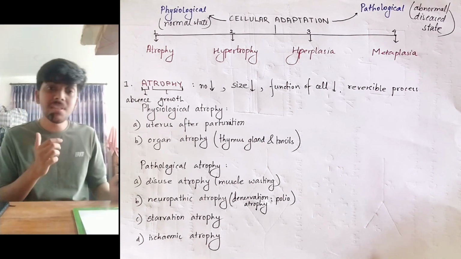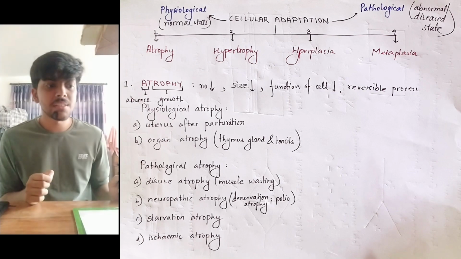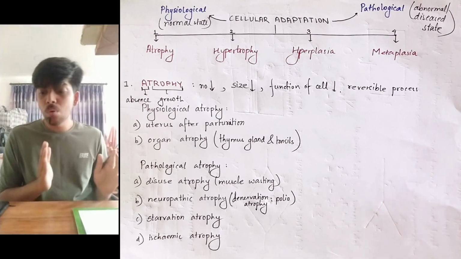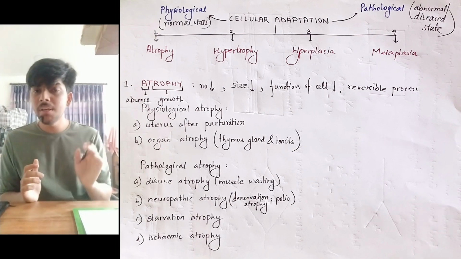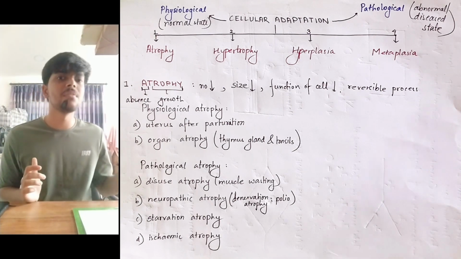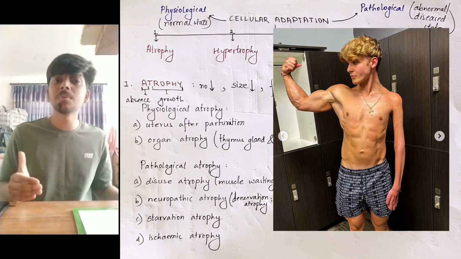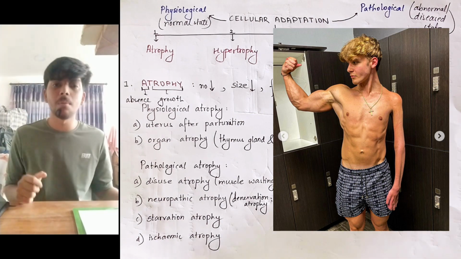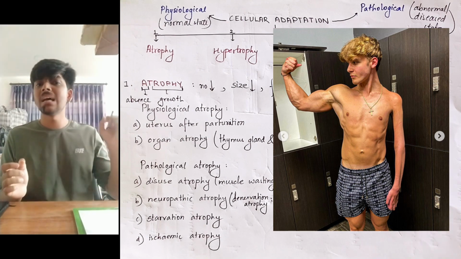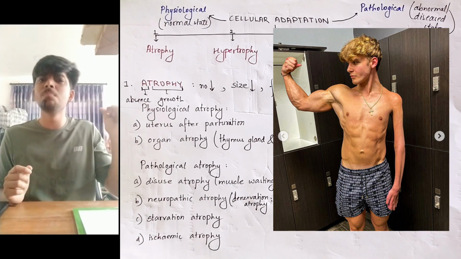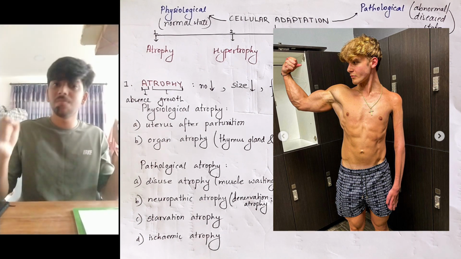Or you could also see this in bodybuilders. Let's say there's a bodybuilder who has just recently injured his left arm. Now he's unable to train his left arm. However, he keeps on continuously training his right arm. After a few months of recovery, you can see that the size of the left arm is very small as compared to the size of the right arm.